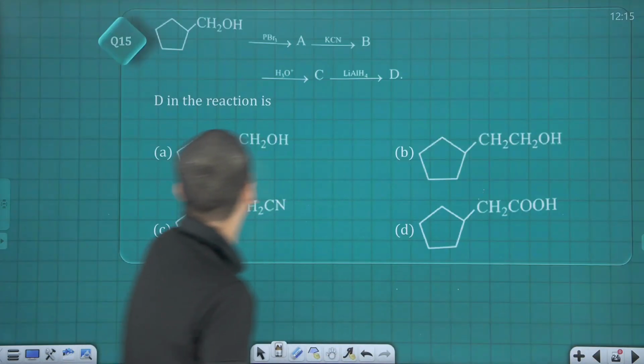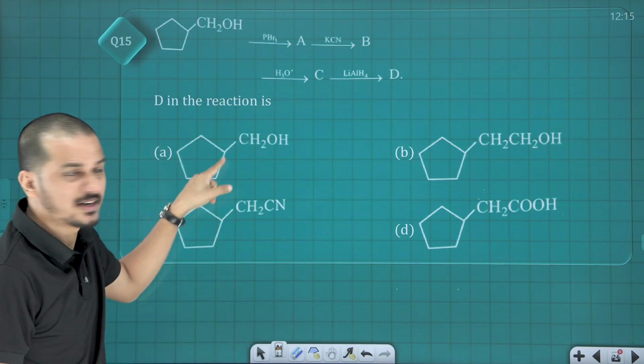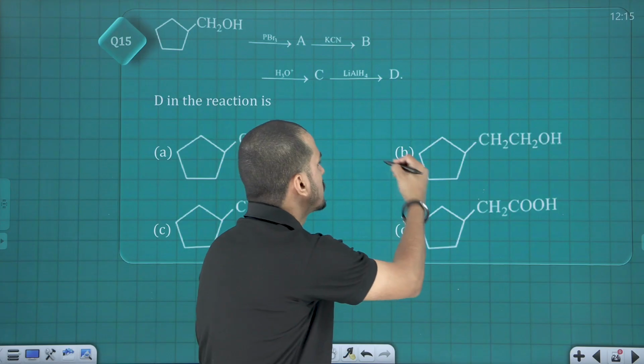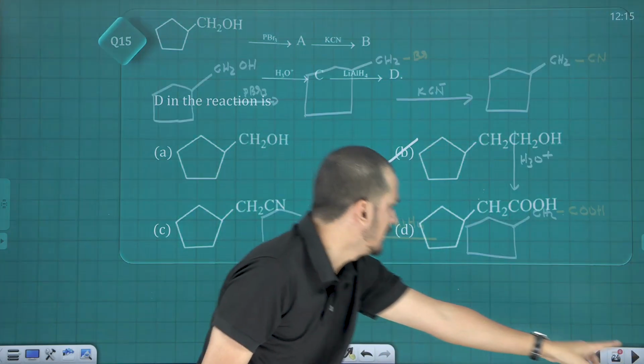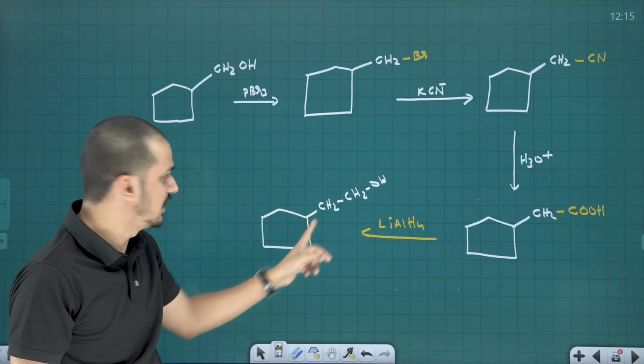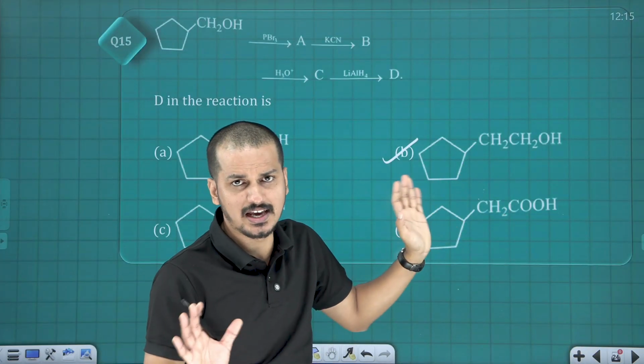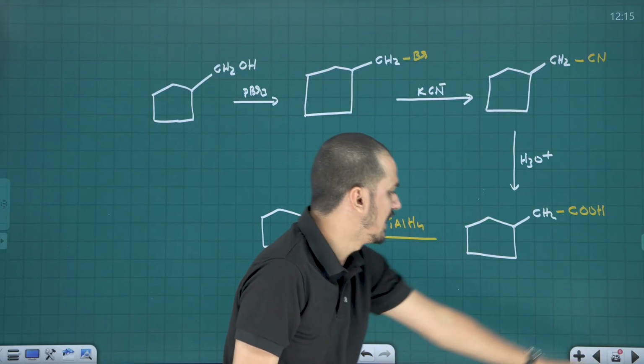So what's the option here? Here a 5 carbon containing ring, then that CH2, one more CH2OH. So option B is the correct answer. Correct, right? See, 5 carbon ring, then 2 CH2, then OH. So option B is the correct answer. We can go to the next question.